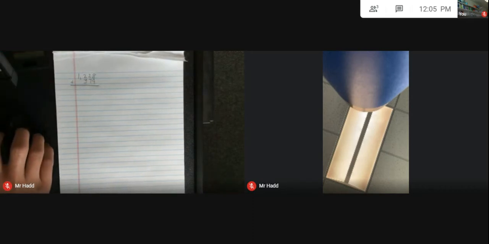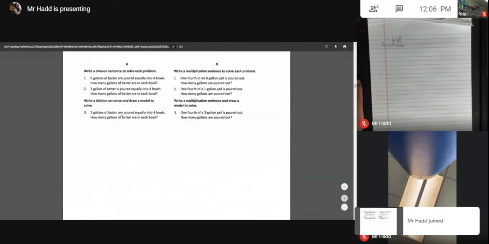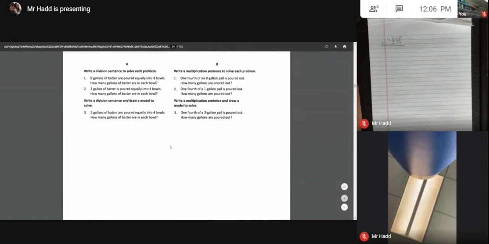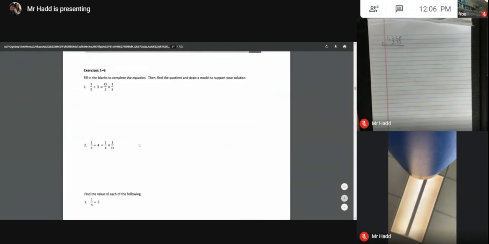And then we will move on to the lesson. So we get down to lesson. We will have some example problems that Mr. Had will do with you guys. So once we get to the lesson, Mr. Had will share that with the Google Meet. So this is what you'll see. We'll do the problems together as a class, for examples. I'll give you guys a chance to practice.